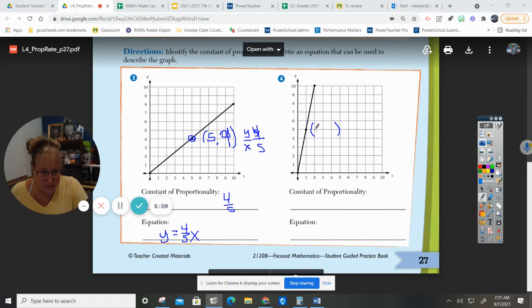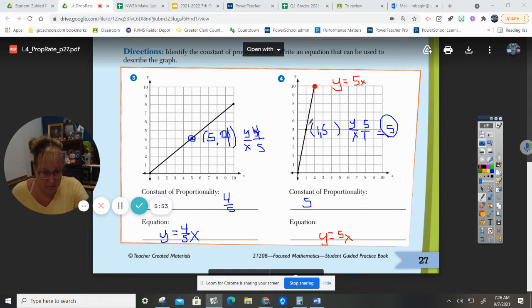This one is the same situation. I'm going to label my point. It is 1, 5, and my constant is y over x. So x is 1, y is 5, so my constant of proportionality is 5. Now I'm going to change colors and make sure that you understand what that constant is doing for us. If I choose another point, say right here, and I try to solve the equation that we have created, y equals 5 times x, it should be a true statement.